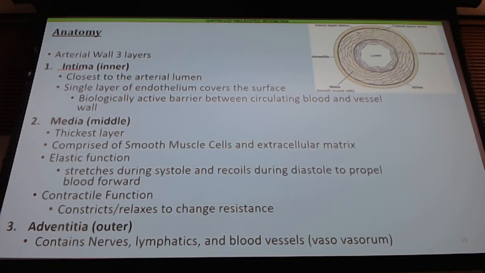Just look at your autoimmune diseases. That is your immune system acting inappropriately. And you can see the kinds of issues that can develop if that immune system is not being regulated properly. And that regulation occurs at the intima level because of that endothelial layer.